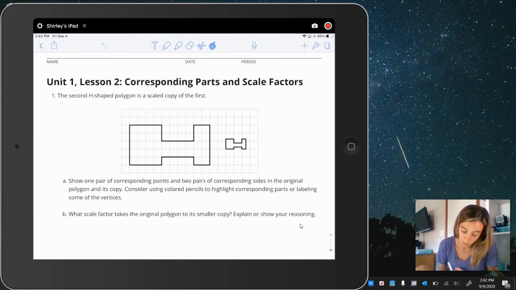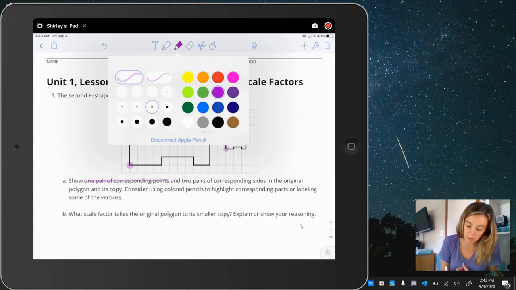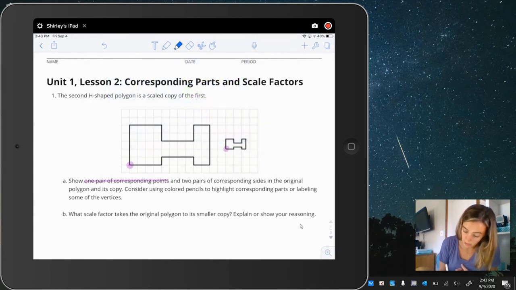So to begin, name one pair of corresponding points. If I pick this point here, corresponding, remember, means they're in the same place. So if I pick this point, it corresponds to this point here because they're in the same space on the shape. Okay, so share one pair of corresponding points. I did that.